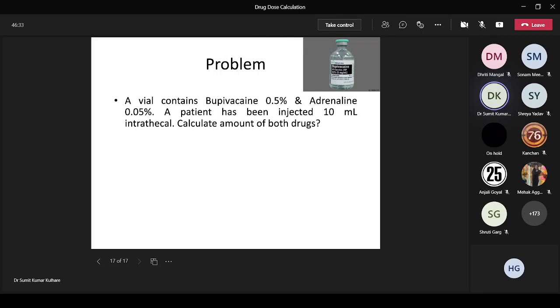A vial contains bupivacaine 0.5% and adrenaline 0.05%. Now a patient has been injected 10 ml intrathecally. Now calculate the amount of both the drugs. You people solve this question and tell me the answer. How much amount of both the drugs has been administered to this patient? So 0.05 gram bupivacaine and 0.005 gram adrenaline.